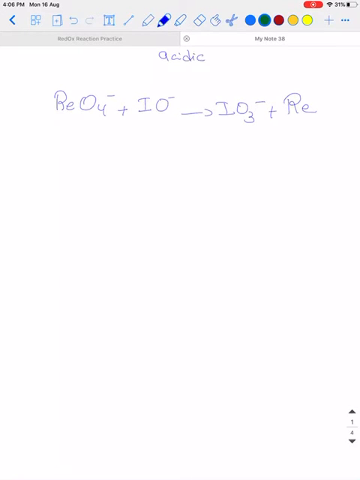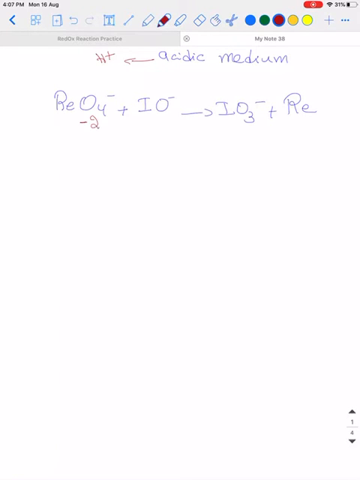I want to balance it using the half reactions method in acidic medium. When we say acidic, it directly clicks into our mind the presence of H+. H+ is the symbol of acidity. First step, we will start by assigning oxidation numbers. I made a video earlier about the rules, so please watch that video before watching this one to learn how to assign oxidation numbers.